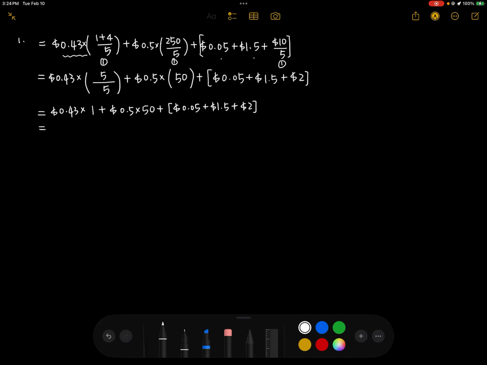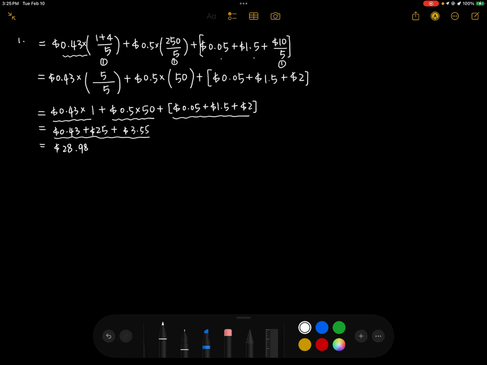Now it's just the summary. Okay. So first you do this multiplication, it is still 0.43. And then you do this, it is $25. And then you do the sum of these three, it is $3.55. And then you do the total of these three, it's going to be $28.98. Okay. And then we can calculate the second term.